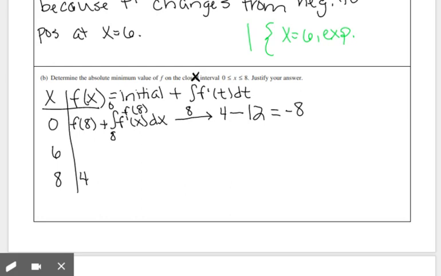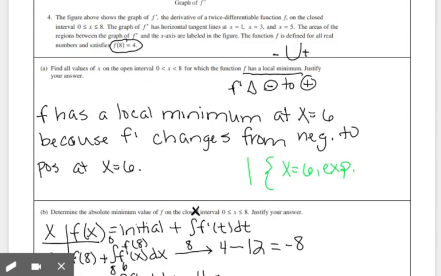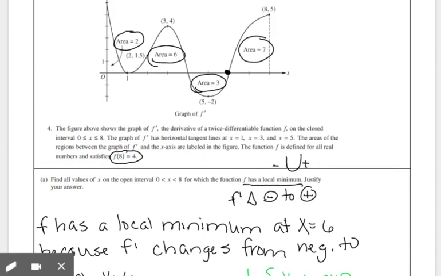Then we're going to do the same thing for x equals 6. So we're going to do f of 8 plus the integral from 8 to 6 of f prime. So we get 4, and again, that integral is backwards. 8 to 6 really means I'm going to make it subtraction and just look between 6 and 8. So the area between 6 and 8 is just this value right here, this 7.